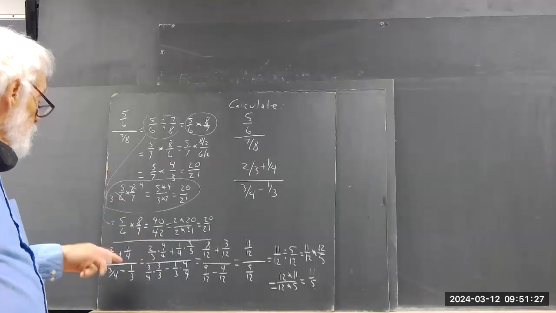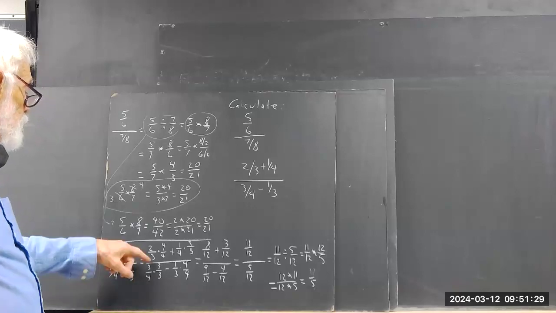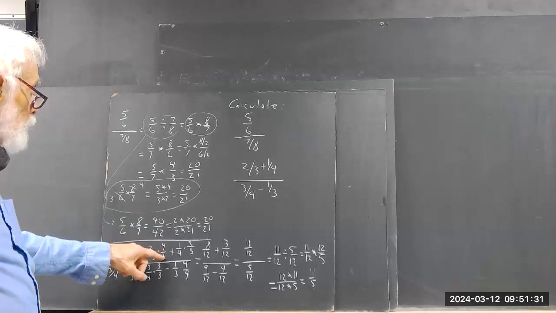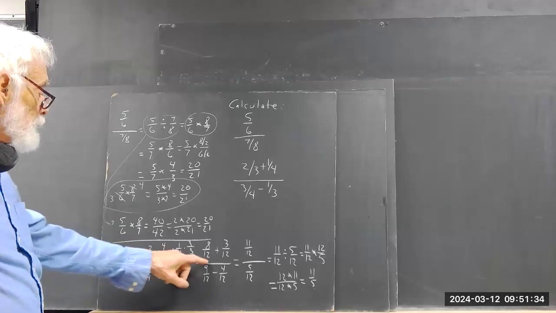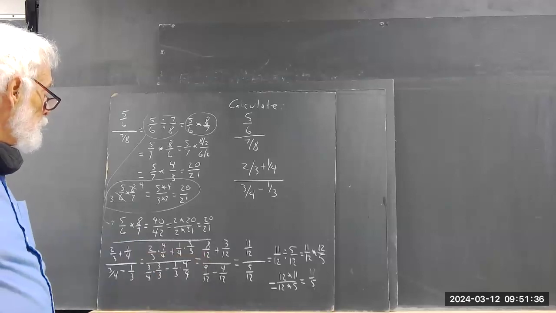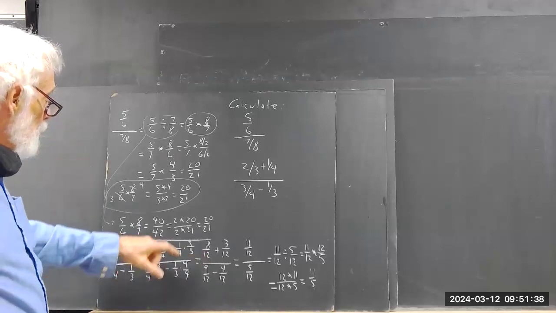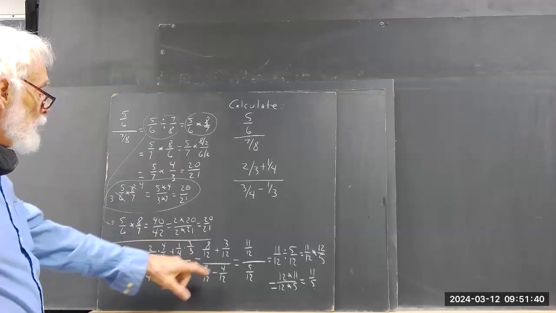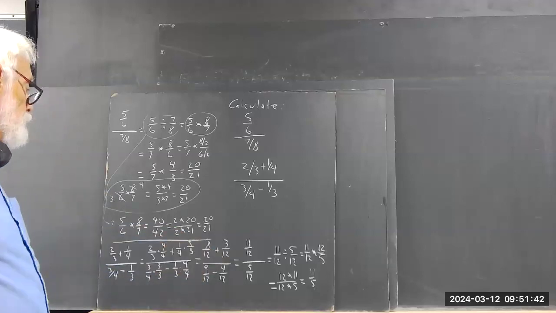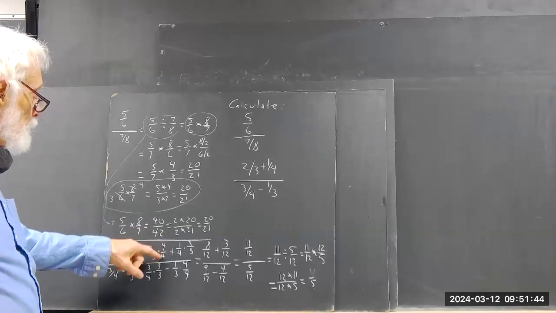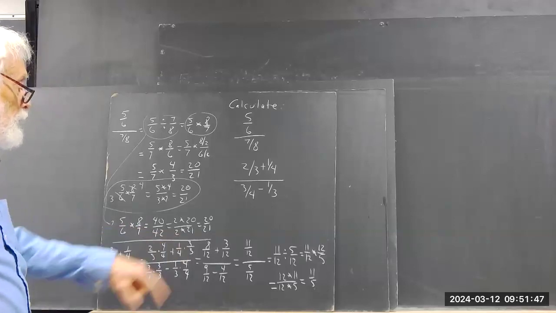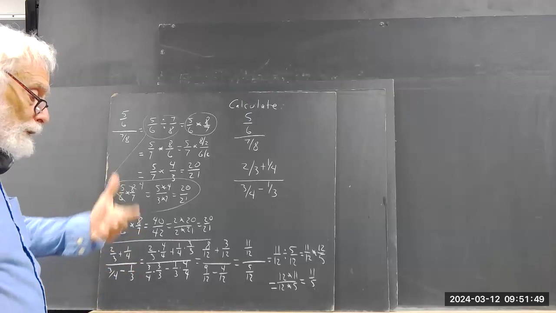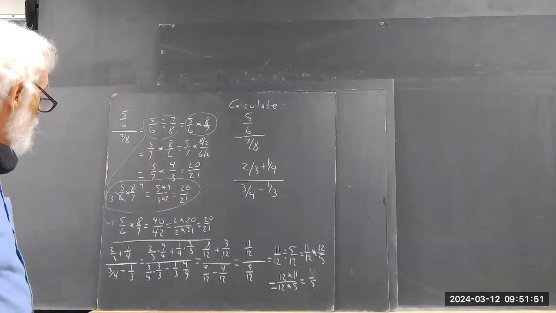Okay, so anyhow, our 2/3 can be multiplied by 4 over 4, and that gives us a denominator of 12. If we multiply the 1/4 by 3 over 3, it gives us a common denominator of 12. Of course, we have to multiply the numerator and denominator by the same number in each case, or we change the value of the fraction.